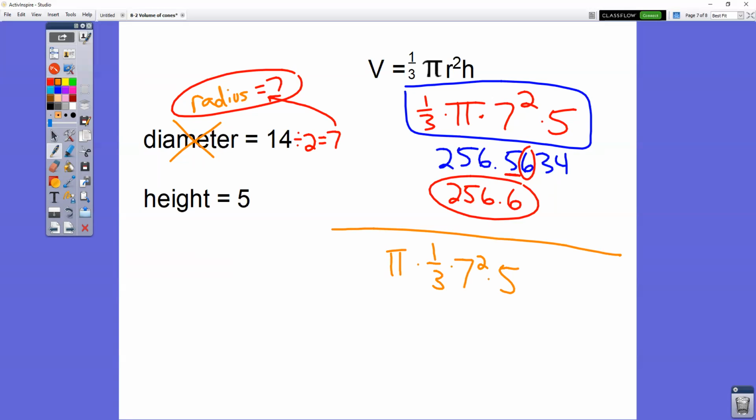We're just going to stick that pi symbol at the end. So we're going to take and multiply together 1/3 times 7 squared times 5. You get 81.666666 or 81.6 repeating. Take that pi symbol and stick it in at the end. So we have 81.6 repeating pi. Again, be very, very careful on today's questions. Make sure you realize if you have the radius or if you have the diameter.